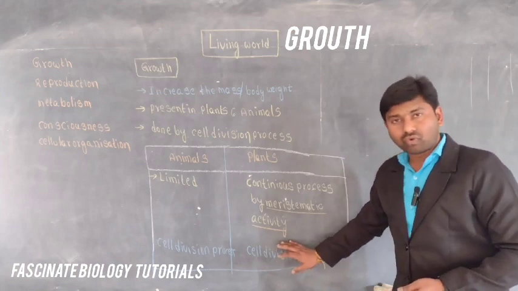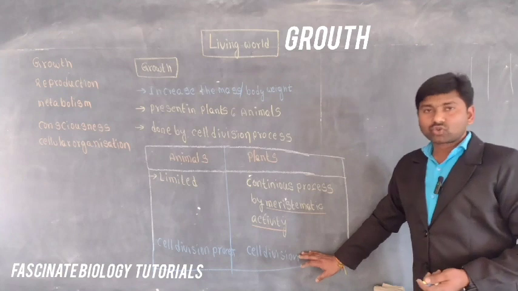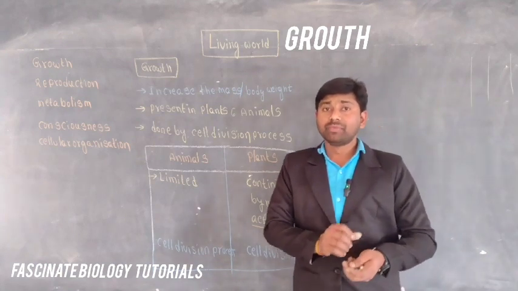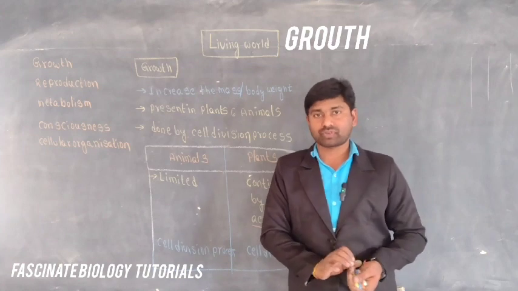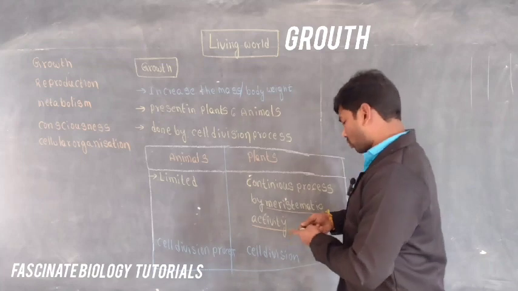Now what is the cell division process? Cell division is of two types: meiotic cell division and mitotic cell division. Meiotic cell division occurs in the sexual reproduction process, but mitotic cell division occurs in growth processes.